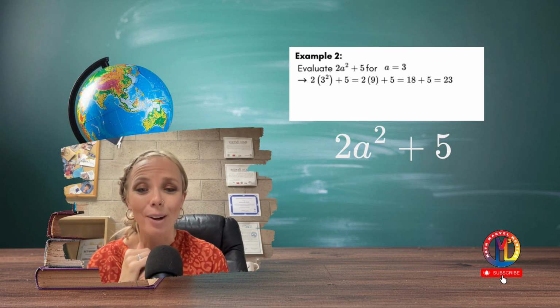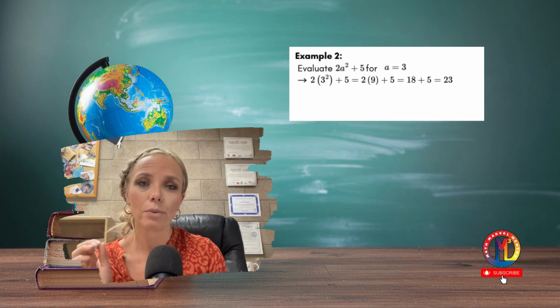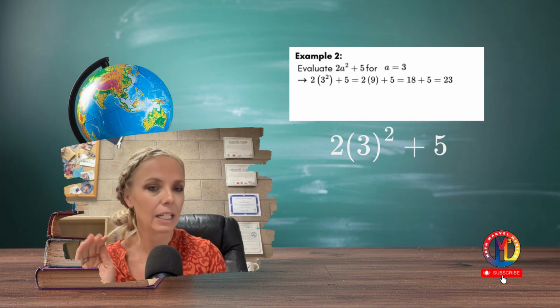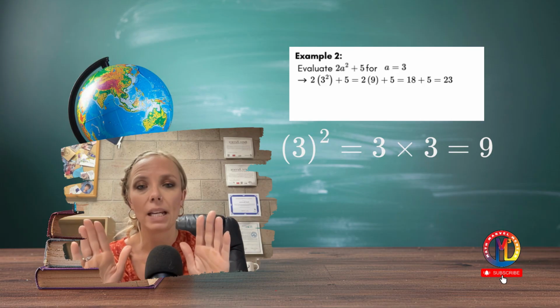So we do order of operations, and we're going to start with exponents. So remember, 3 to the second power does not mean 3 times 2. It means 3 times 3. You're multiplying the base 2 times.